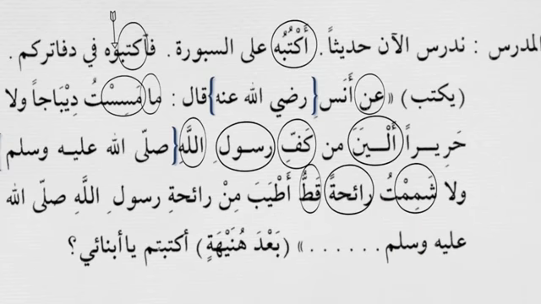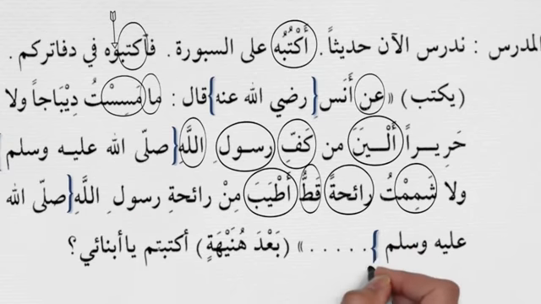So qattu is for emphasis in the past tense. And then ba'da hunayatin, after a while. Hunayatin is after a little while, so it is a diminutive here. Akatabtum ya abnai, did you write, my sons? I hope we have written this in our minds, how the Prophet ﷺ has been described by the Sahaba here. The sallallahu alayhi wasallam is a parenthetical sentence.